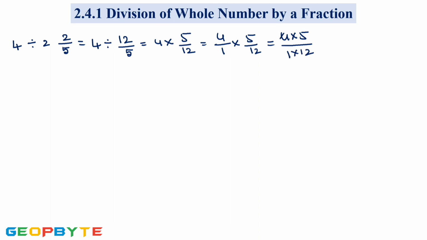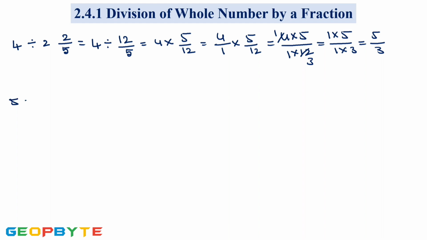Now here 4 ones are 4, 4 threes are 12, which is equal to 1 into 5 by 1 into 3. 1 5 is 5 by 1 3 is 3. The result of 4 divided by 2 2 by 5 is 5 by 3. Let us consider one more example.